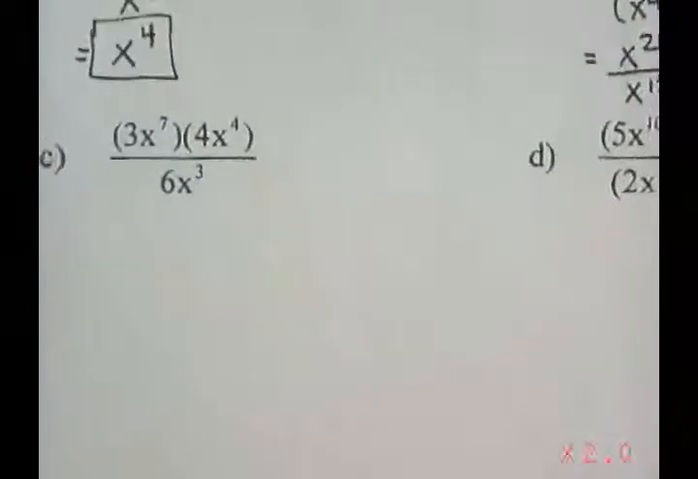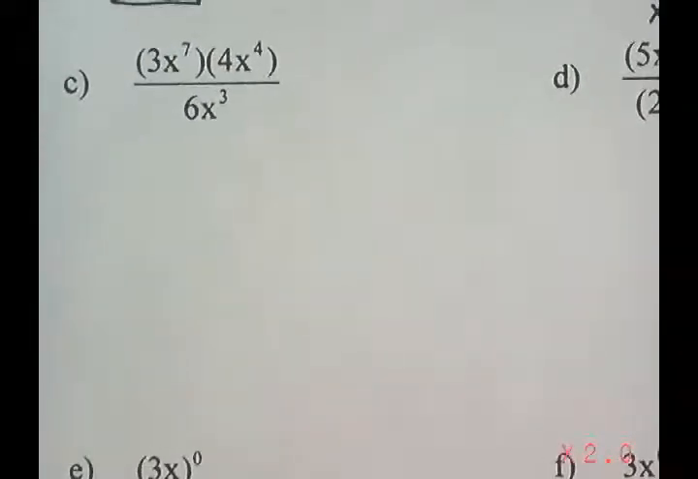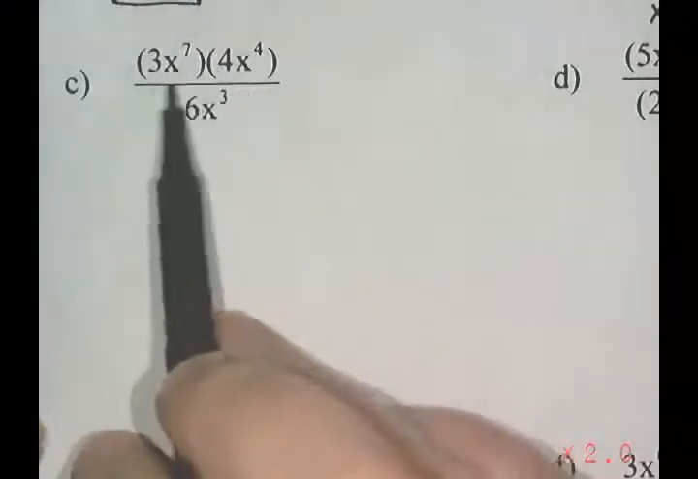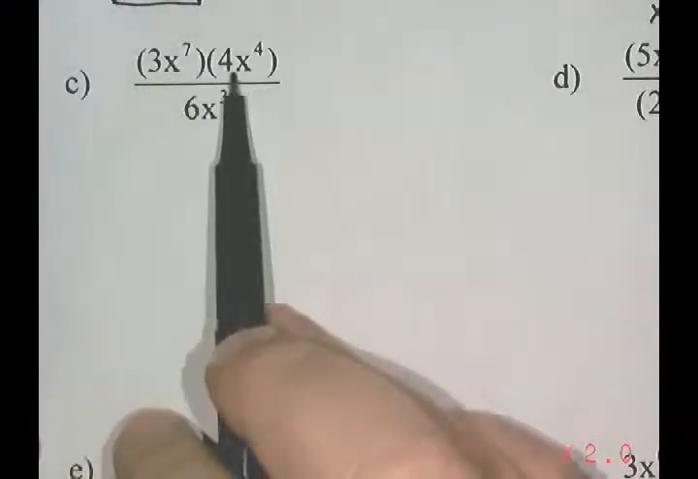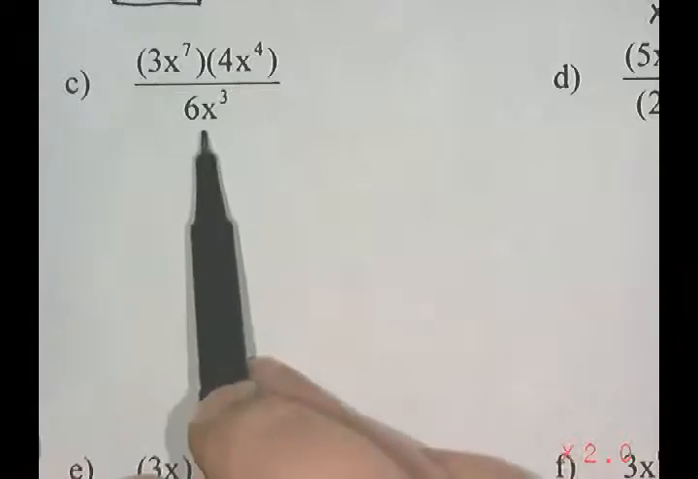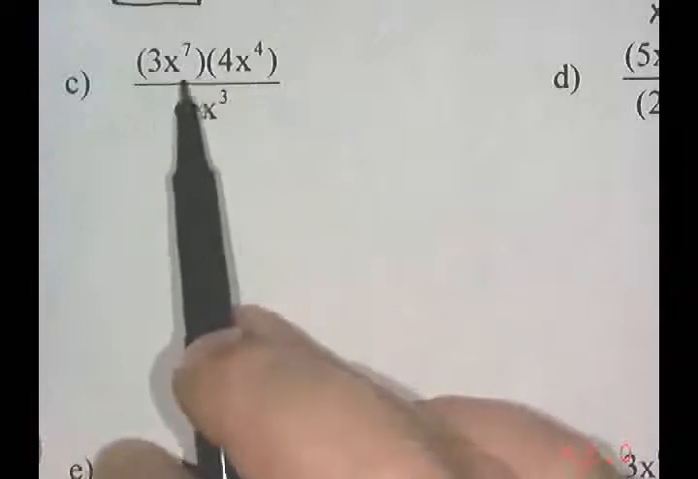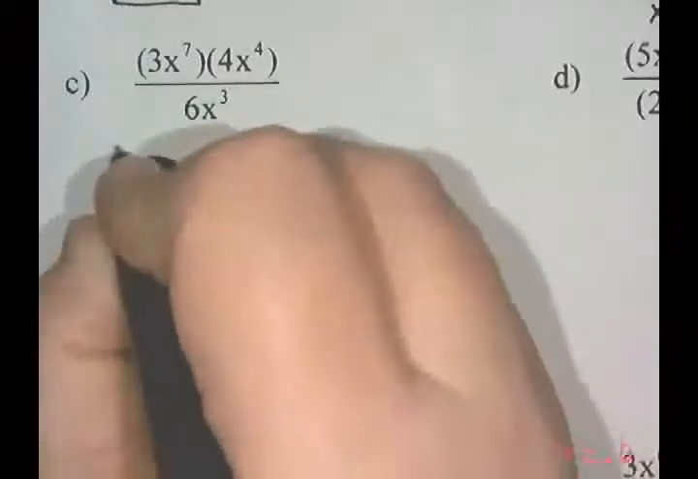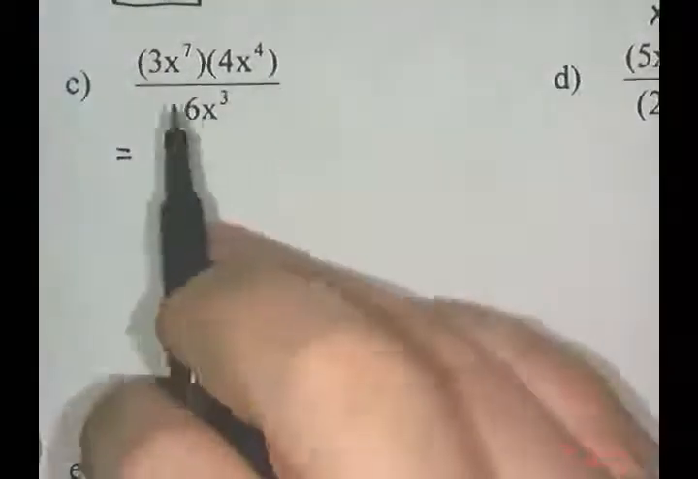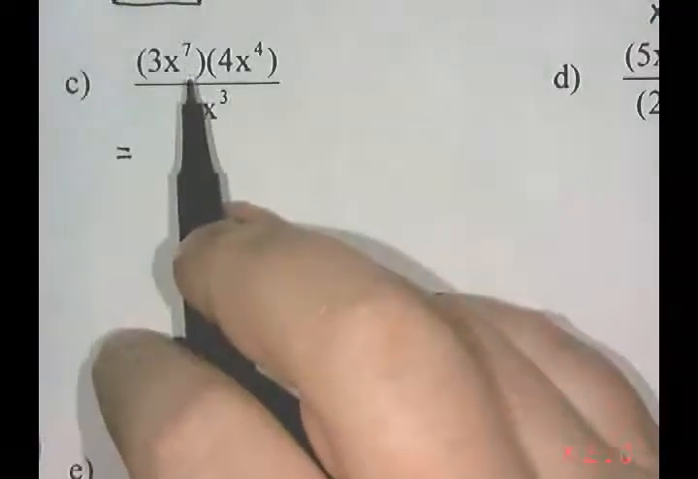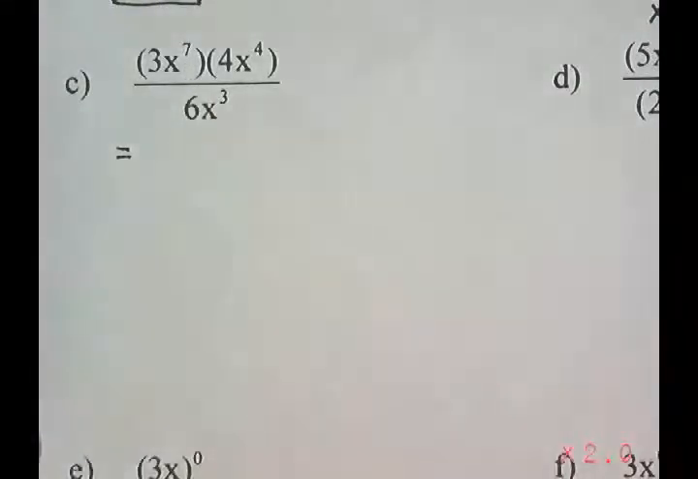Now these next set of questions are a little bit more complicated because they have coefficients in front. So we've got multiplication, so 3x to the 7 times 4x to the 4. And then in the denominator we have 6x cubed. So I'm going to start in the numerator and I am going to multiply. I do have brackets here, but there isn't anything to do inside of the bracket. That's just a way of separating our two terms and showing that we're going to multiply them.